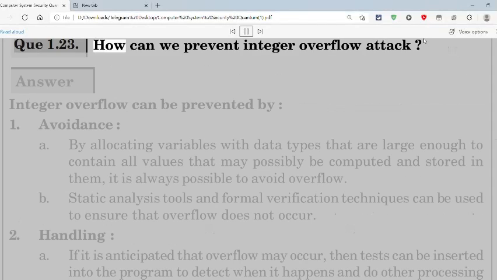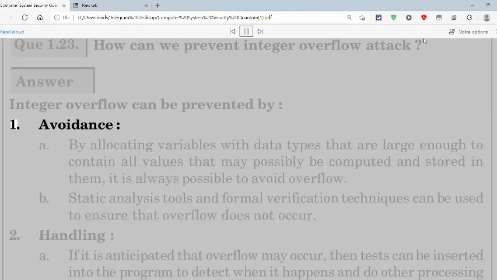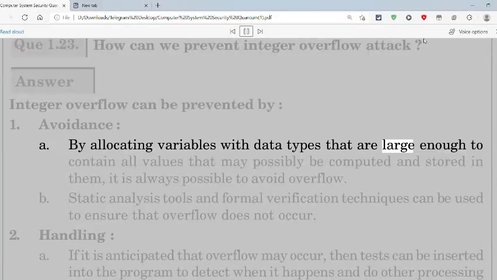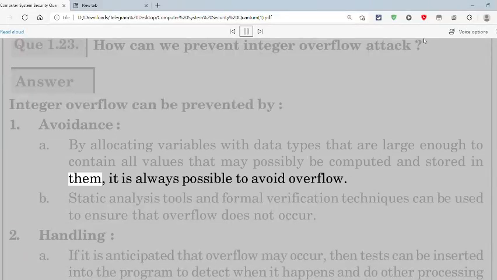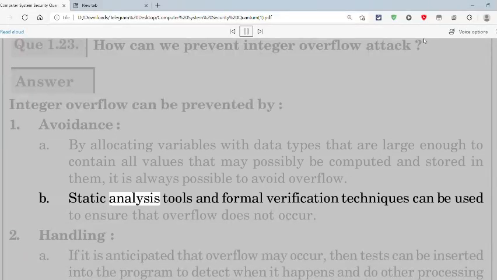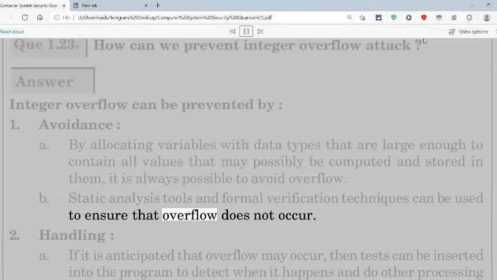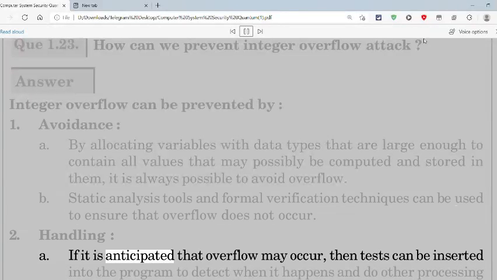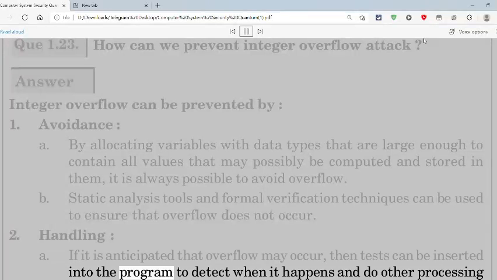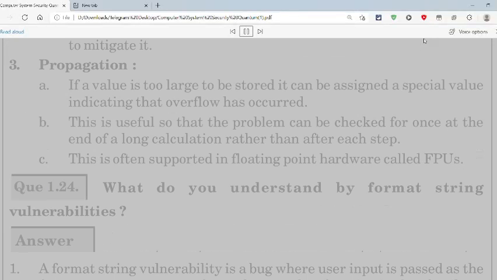K1.23. How can we prevent integer overflow attack? Answer: Integer overflow can be prevented by 1. Avoidance. A. By allocating variables with data types that are large enough to contain all values that may possibly be computed and stored in them, it is always possible to avoid overflow. B. Static analysis tools and formal verification techniques can be used to ensure that overflow does not occur. 2. Handling. A. If it is anticipated that overflow may occur, then tests can be inserted into the program to detect when it happens and do other processing to mitigate it. 3. Propagation.